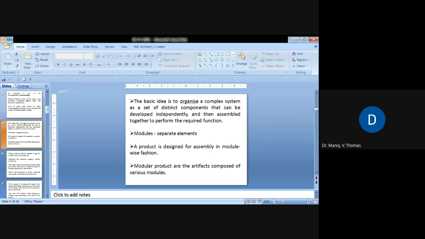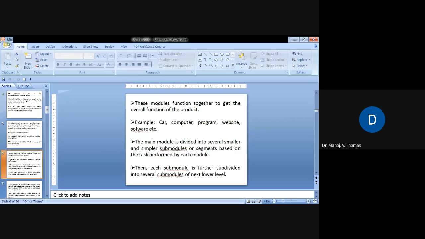Modules mean separate elements. A product is designed for assembly in a module-wise fashion. Modular products are artifacts composed of various modules. These modules function together to achieve the overall function of the product. If you look at a car, there are electric parts, mechanical parts. It has an engine, it has lights, it has sensors. Everything is a module. A computer program also consists of different modules.